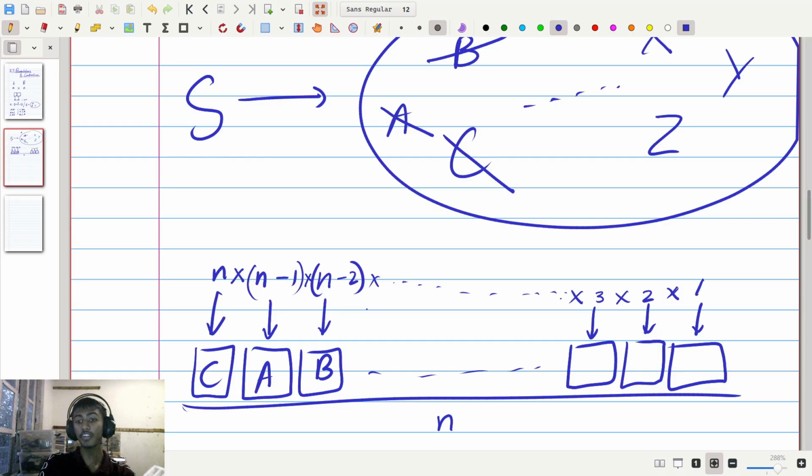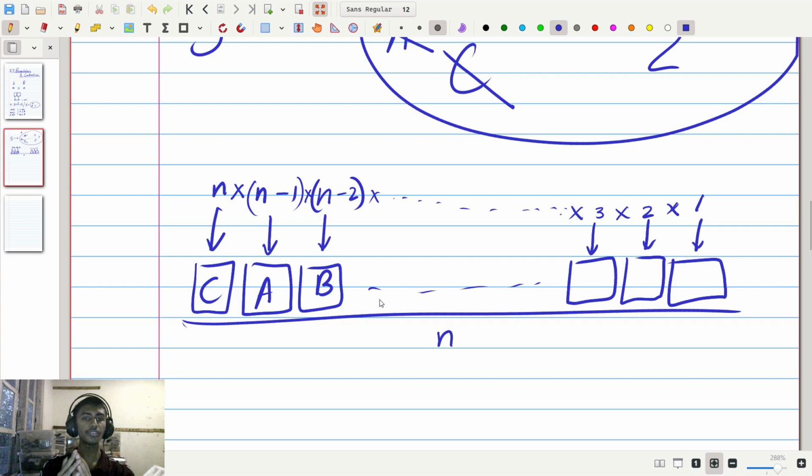Which means if we consider the overall total number of arrangements, the different ways in which we could arrange all of these different elements into these n boxes is going to be n times n minus 1 times n minus 2 times n minus 3 all the way down to 3 times 2 times 1. This specific value that we have here actually has a special notation dedicated for it. What we have here is the product of all the positive integers starting from n going down until 3 times 2 times 1.